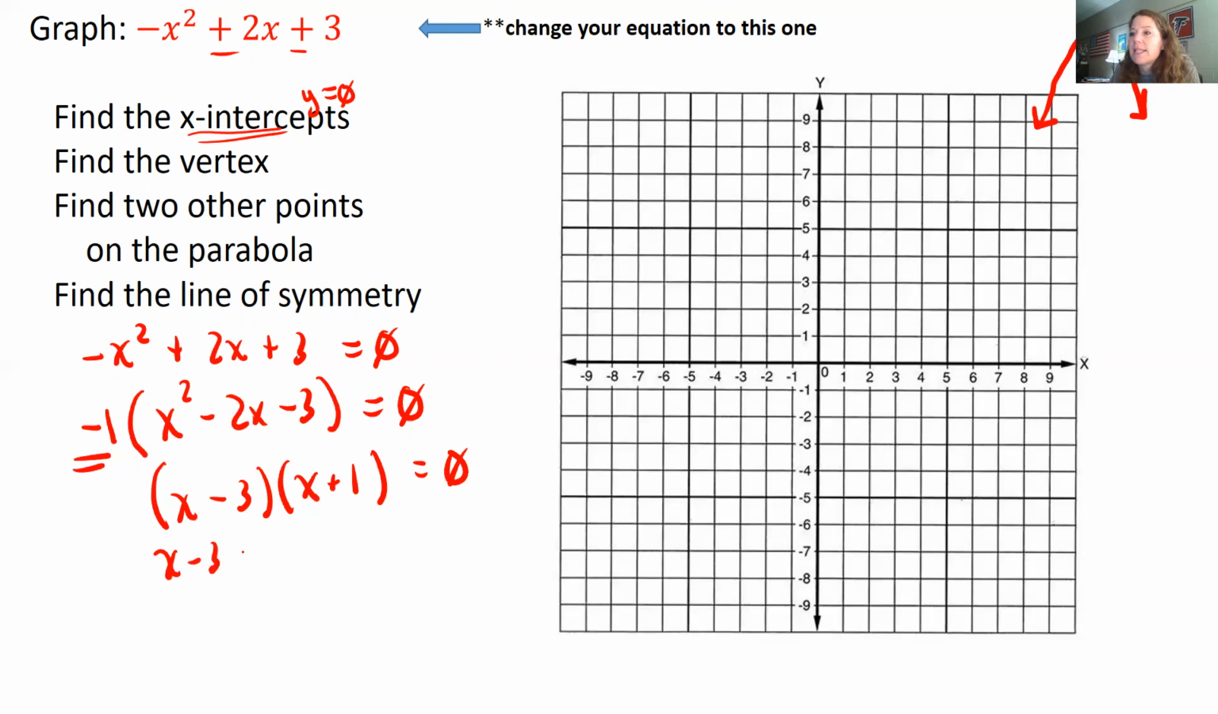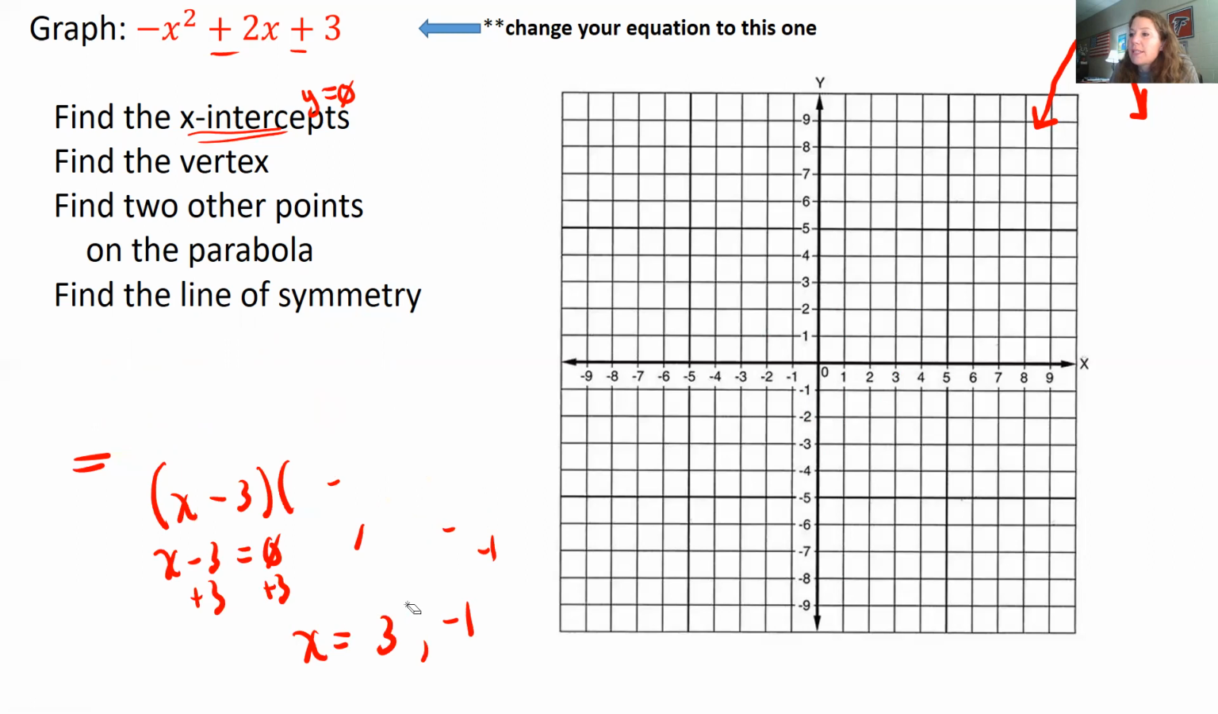So I'm going to set these both equal to 0, and then I'm going to solve for x. To solve for x, I would add 3, and this one I would subtract 1. So my x-intercepts are 3 and -1. So let me erase all this.